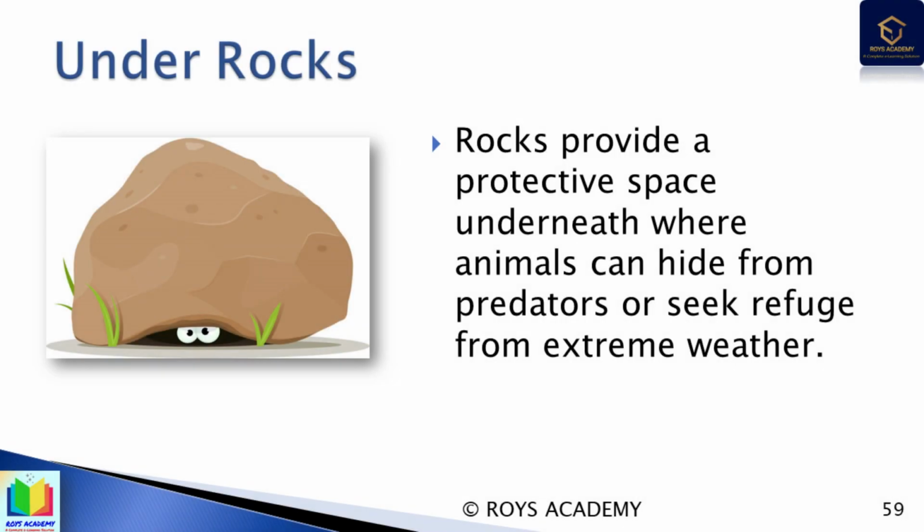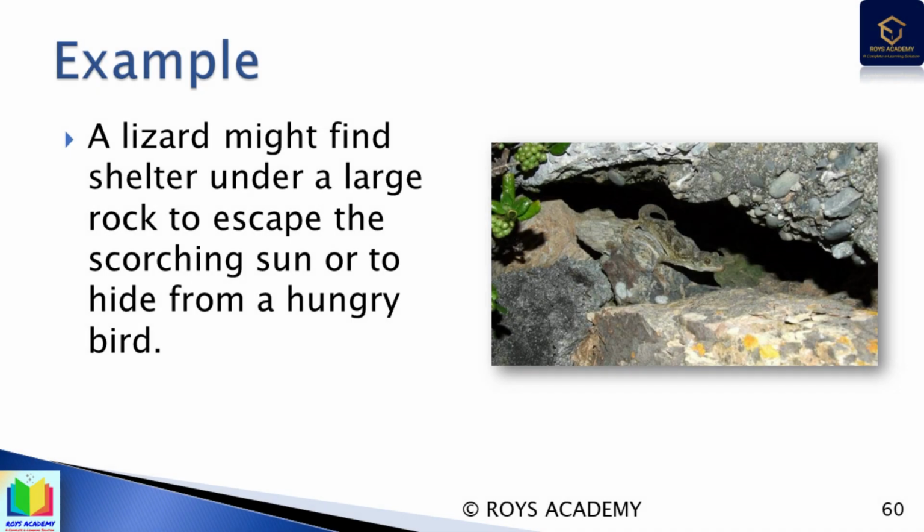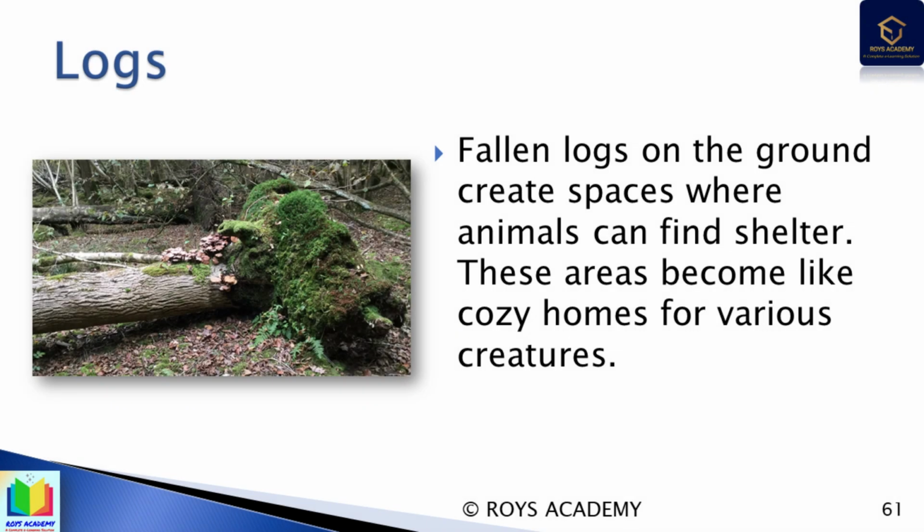Under rocks. Rocks provide a protective space underneath where animals can hide from predators or seek refuge from extreme weather. Example: a lizard might find shelter under a large rock to escape the scorching sun or to hide from a hungry bird. Logs. Fallen logs on the ground create spaces where animals can find shelter.